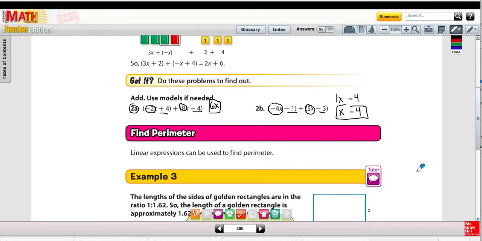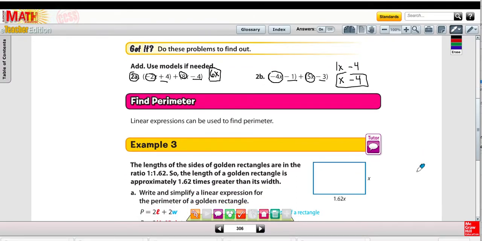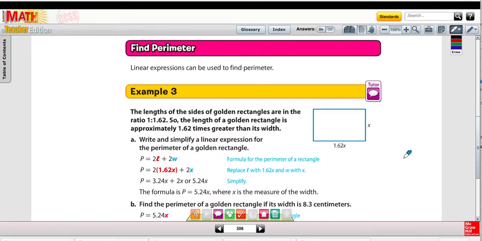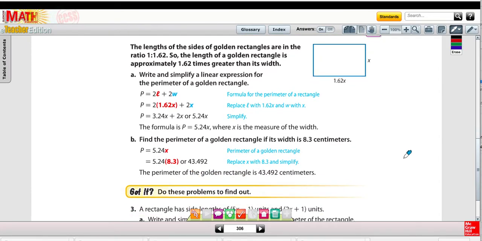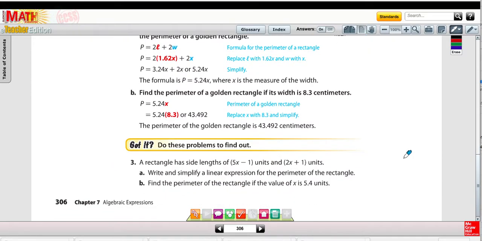We can use this concept to solve problems like finding the perimeter. So when we have a story problem and we're trying to find perimeter and we're given the units on the side, in this case, at the bottom of page 306, we have a rectangle, and one of the sides is 5x minus 1, and the other is 2x plus 1. Don't forget, when we're doing perimeter, you have to do all of the sides, so I'm going to go ahead and fill those in on all 4 sides so we can do that.